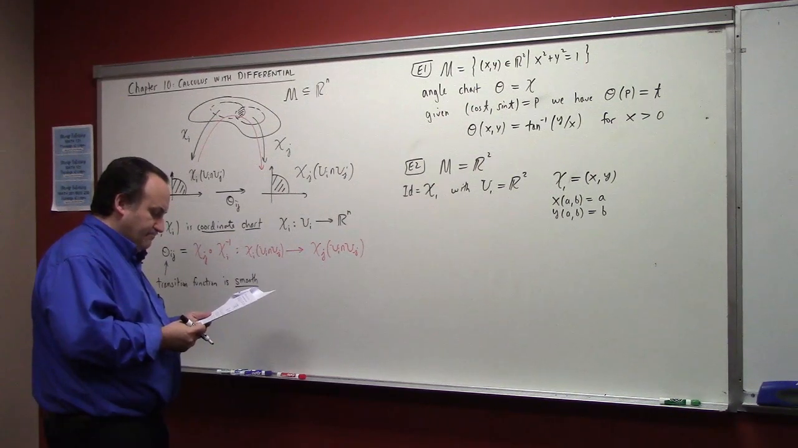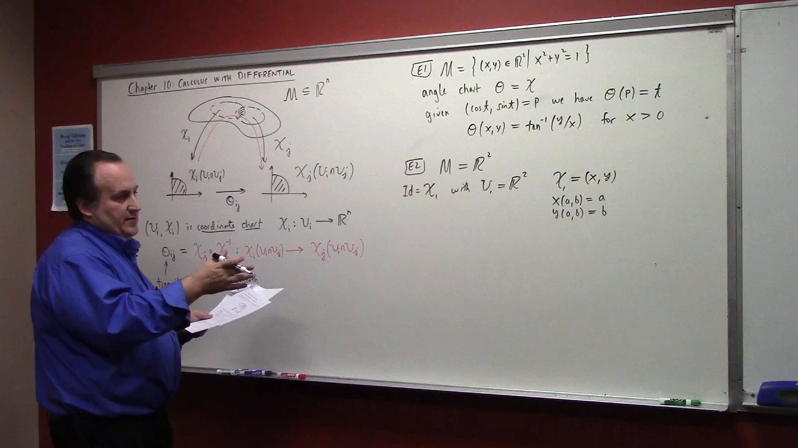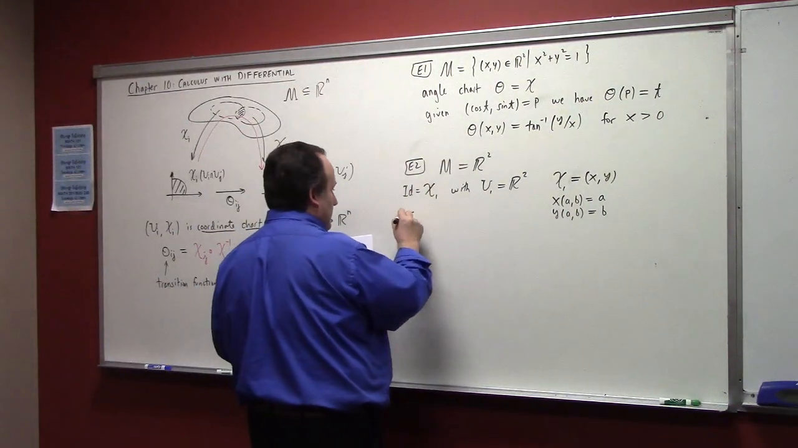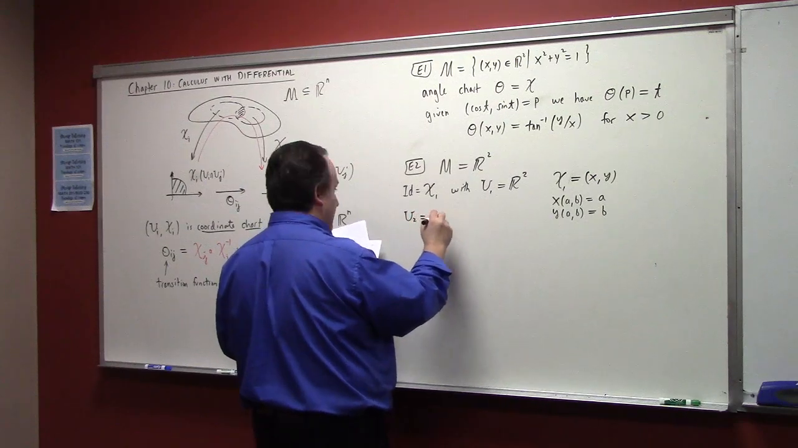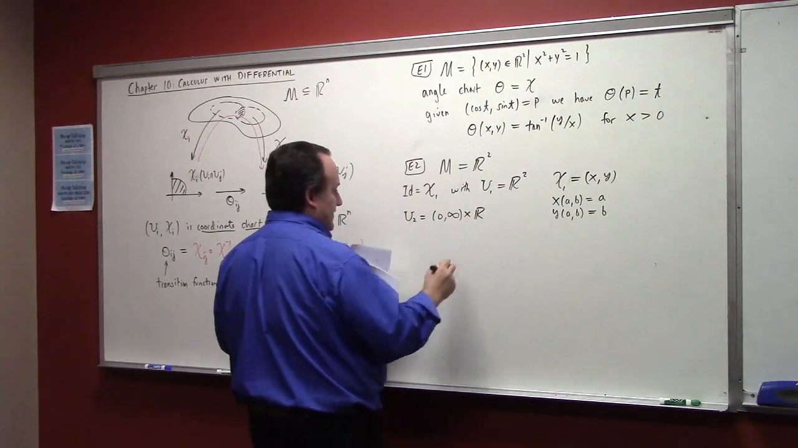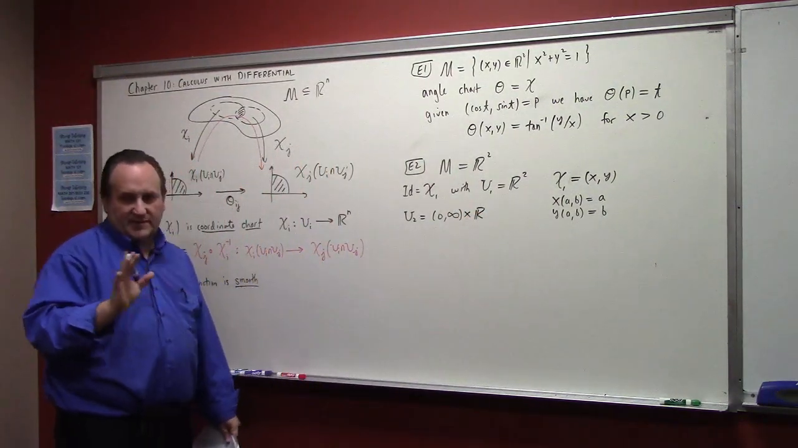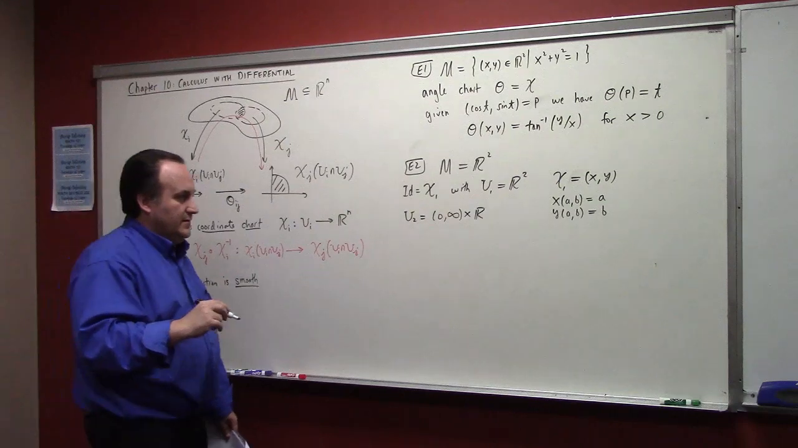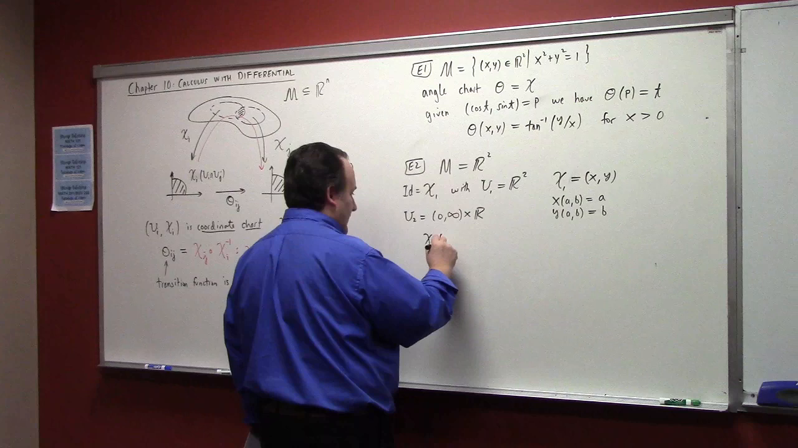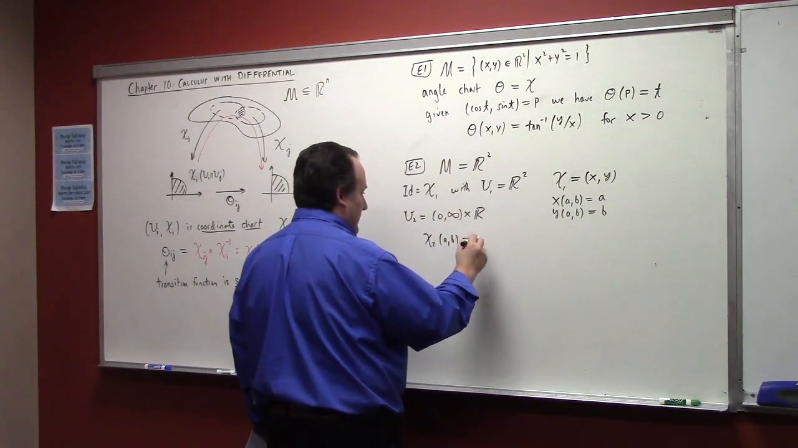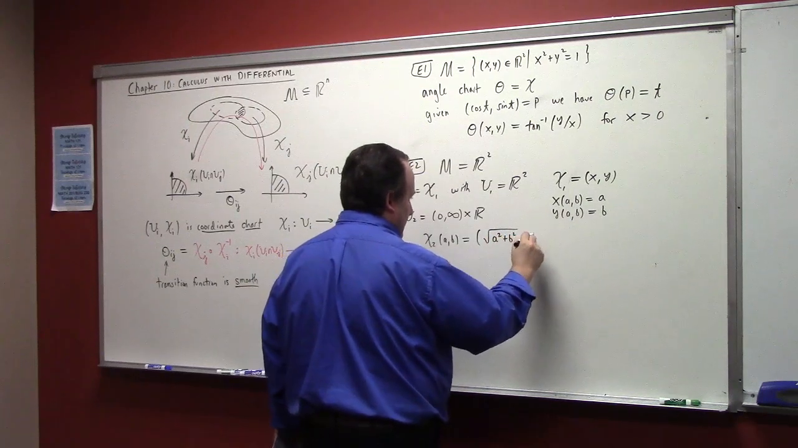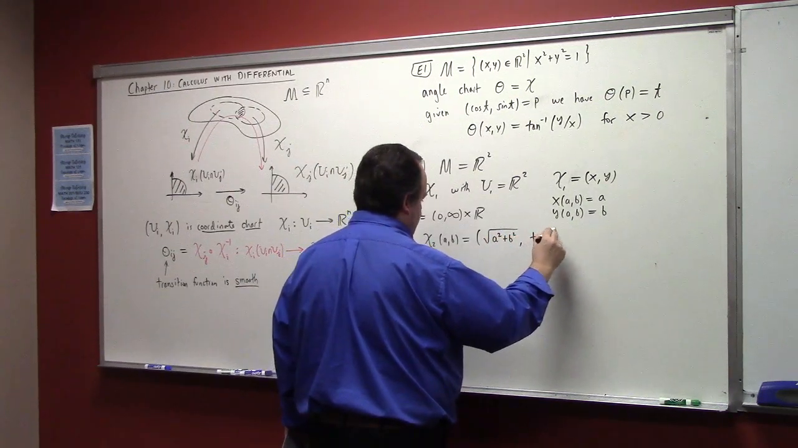All right, so this is one coordinate chart. Of course, we could also use, if we let U_2 equal, let's say, 0 to infinity Cartesian product with the reals, so that's the positive half plane, then we could do chi_2 of (a, b) equal to, oh, I don't know, the square root of a squared plus b squared, and then inverse tangent of b over a.